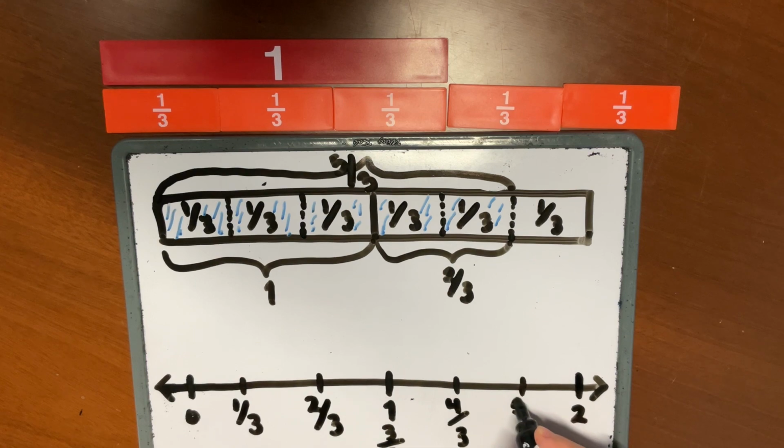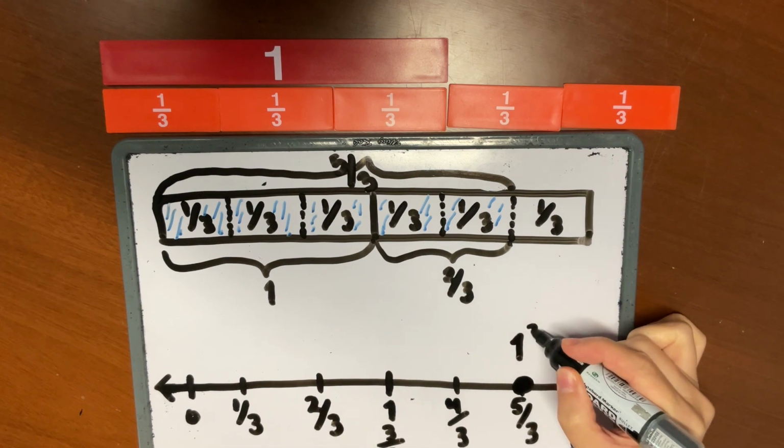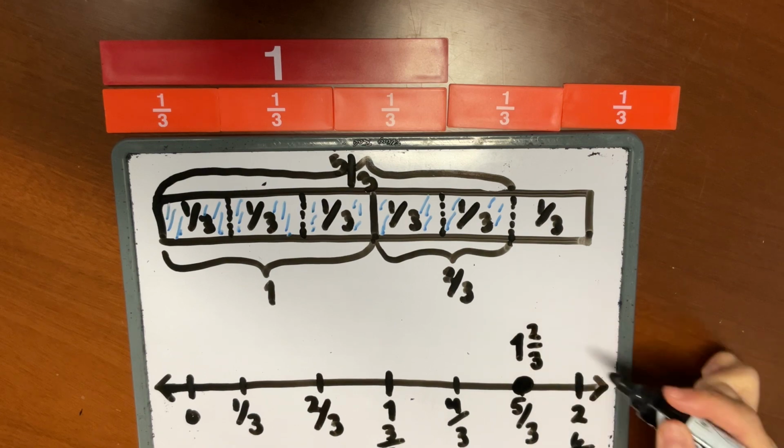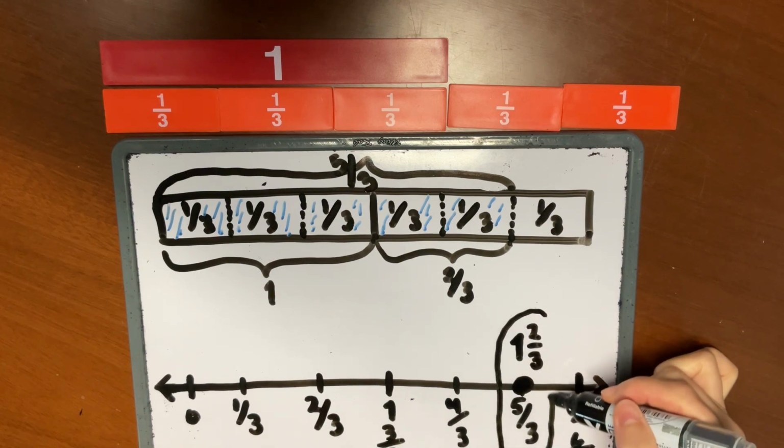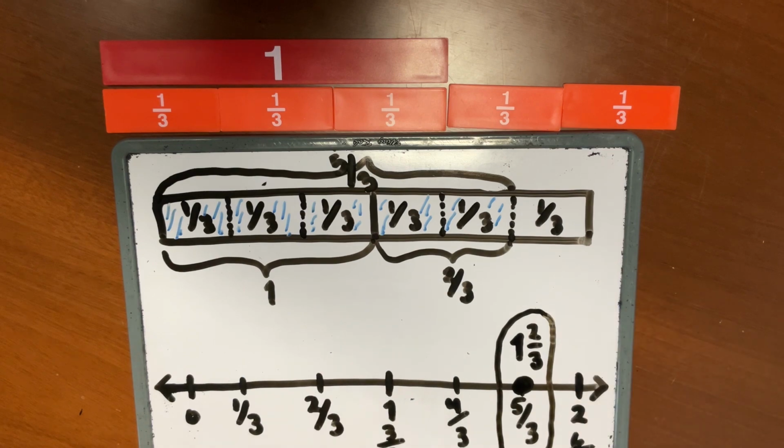4/3, 5/3, and what would 2 be? It would be 6/3. And just like I did before, I would want to show that 1 and 2/3 is here, and that is the same as 5/3. So I might even circle this to show that they are equivalent.